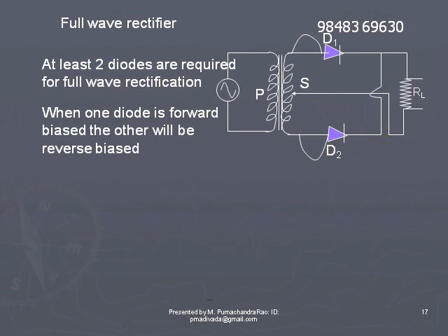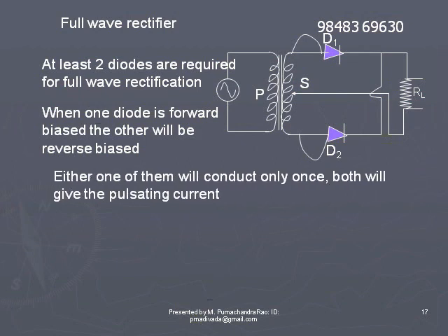The load resistance is connected to the output of the two diodes, one end of this load resistance. The other end of the load resistance is connected to the central tapping. S will always be at zero potential. So one end of this load resistance is at zero potential. The other end's potential depends on the output of the diodes D1 and D2.